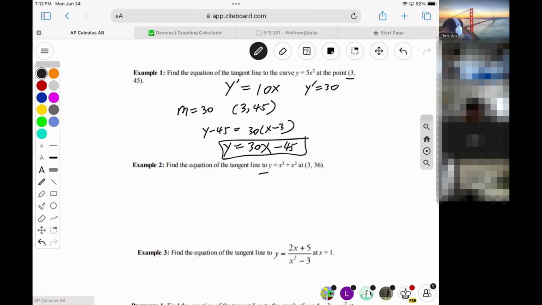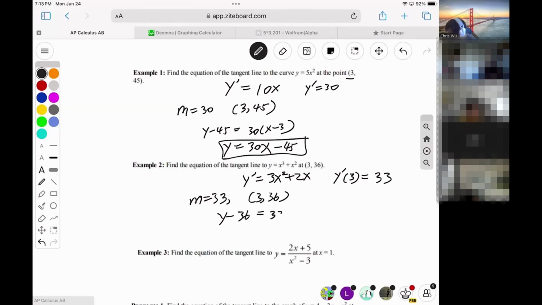Find the equation of the tangent line at that point. Well, y prime is equal to 3x squared plus 2x. And y prime at 3 is going to give me 3 times 9, 27, plus 6, 33, right? So again, m equals 33, and the point is (3, 36). So y minus 36 is equal to 33 times x minus 3. So y equals 33x minus 99 plus 36, which is the same thing as minus 63. And that's the tangent line equation.